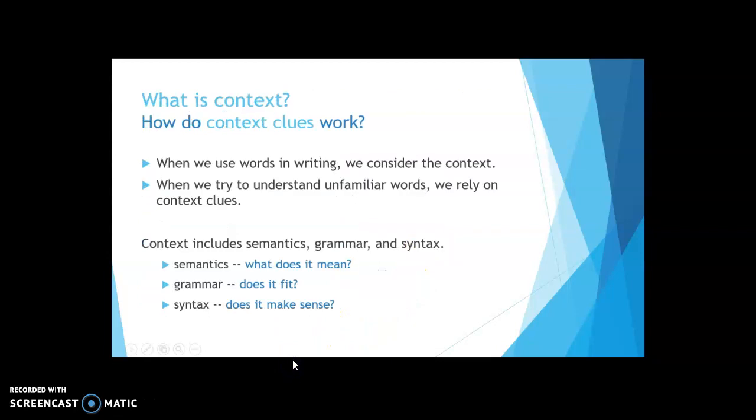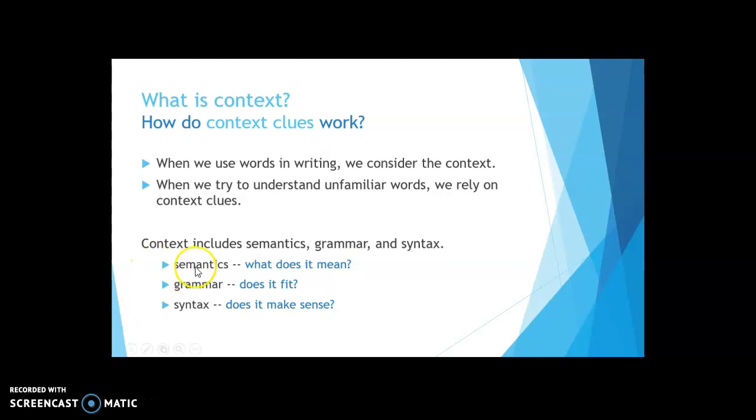When we look at sentences and the way we write, as writers, we consider context and what information we're giving to our readers. Whenever we're reading, we are looking for context clues, and we look for context clues to find out what words may mean. So that's a skill that we will often use when we come across new words or words that are unfamiliar to us. Context includes three things.